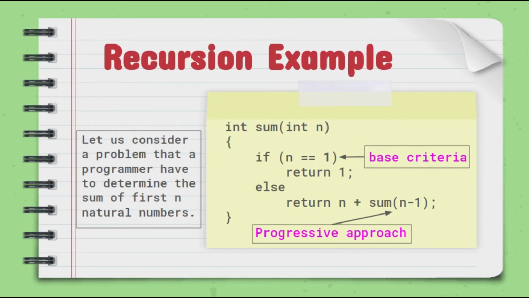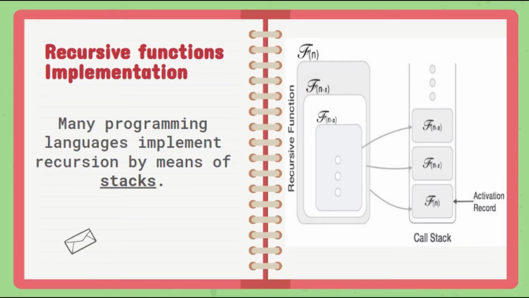So how does this recursive function actually work? Let's go ahead and see the implementation of recursive functions. Many programming languages implement recursion by means of stacks. So generally, whenever a function called the caller calls another function called the callee, or itself as a callee, the caller function transfers the execution control to the callee.